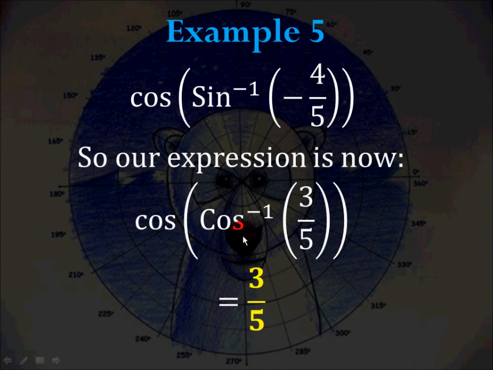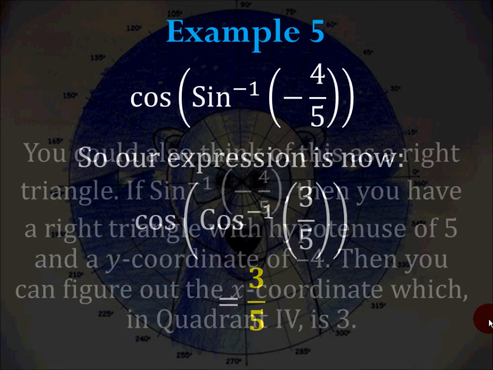Why? Let's call it v again. The cosine of v is 3/5. So we know that the cosine of v is 3/5. This will look clearer when we look at number 6.